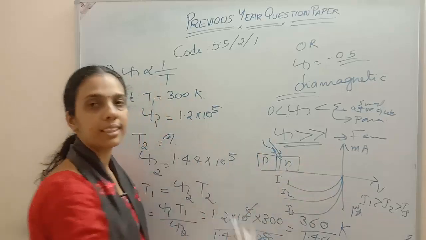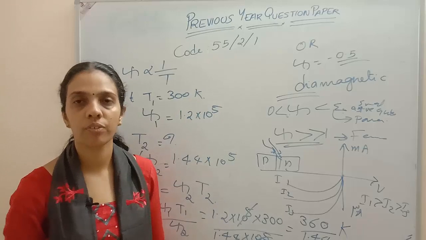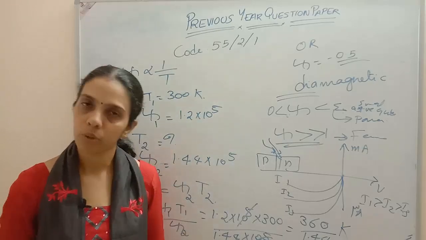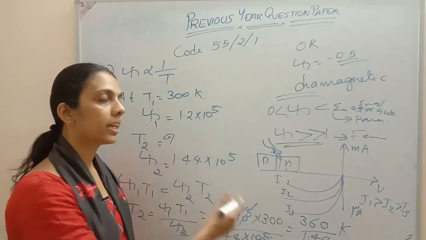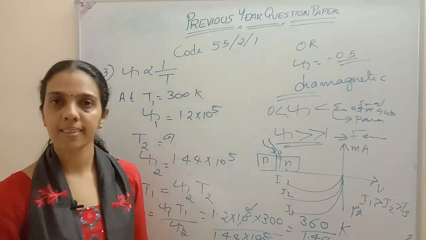It will start conducting. Such kind of diodes are called photodiodes, which work under reverse bias condition.